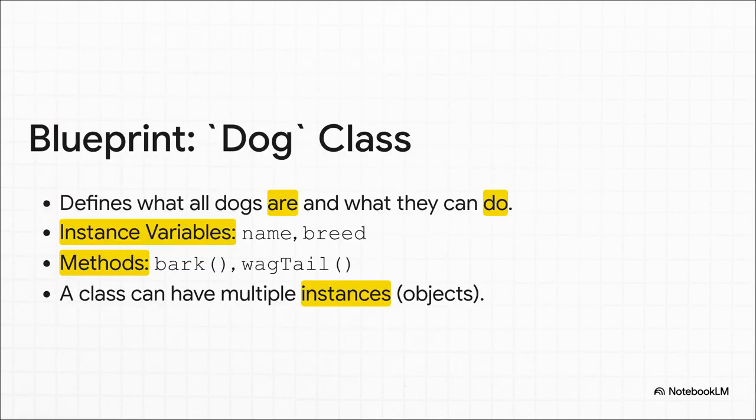So our dog class would say, hey, any dog created from this blueprint is going to have a name and a breed. We call those instance variables. And it would also say any dog made from this blueprint will know how to bark and wag tail. Those are the methods. The really powerful part is we write this blueprint just one time, and then we can stamp out as many unique dog objects from it as we need.